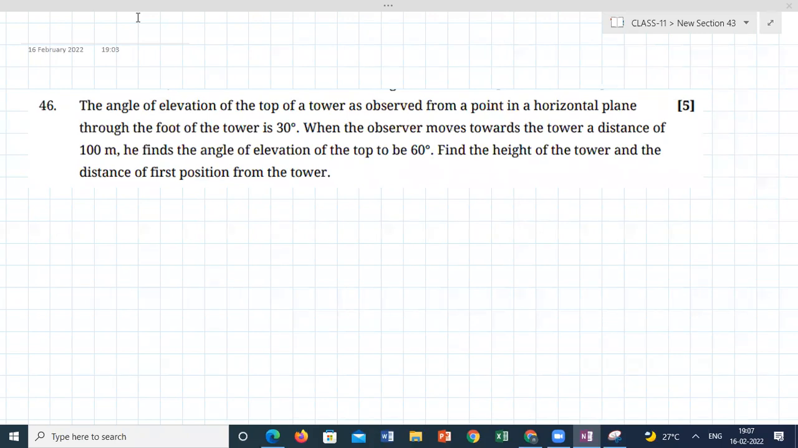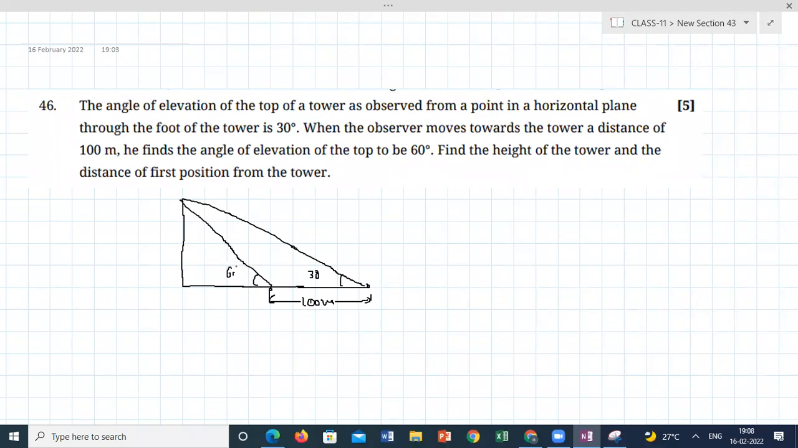Correct. Super. So I'm going to draw the diagram. Angle of elevation of the top of a tower observed from a point in a horizontal plane to the foot of the tower is 30 degrees. When the observer moves towards the tower a distance of 100 meters. There is a tower like this. On the ground, from one particular position, he is observing the top of the tower with an angle of elevation of 30 degrees. And he moved a distance of 100 meters exactly. And again he observed, he found that the angle of elevation at this position is 60 degrees.